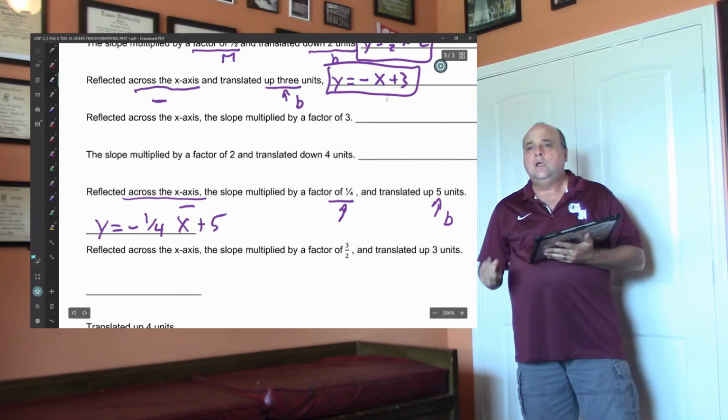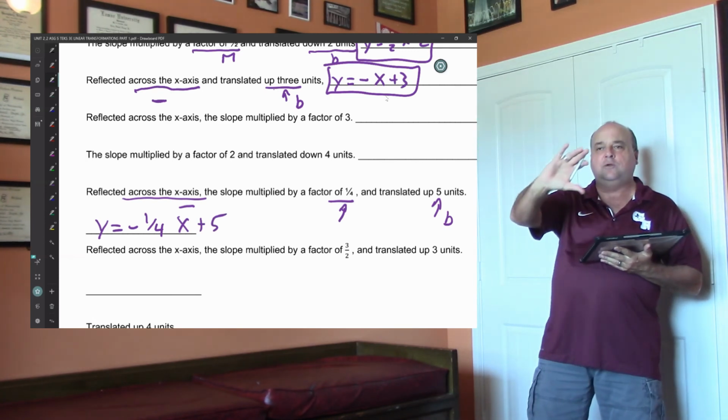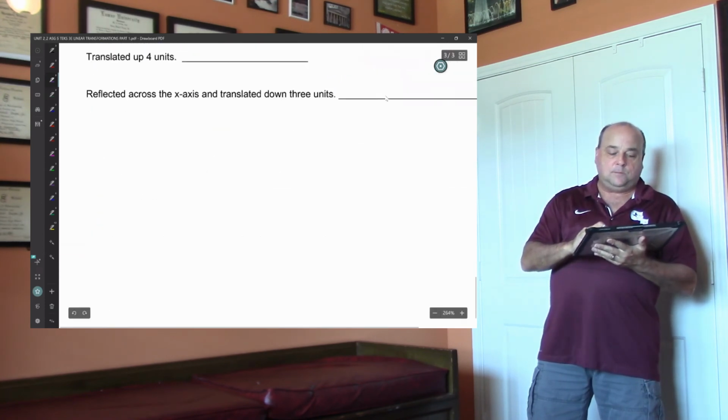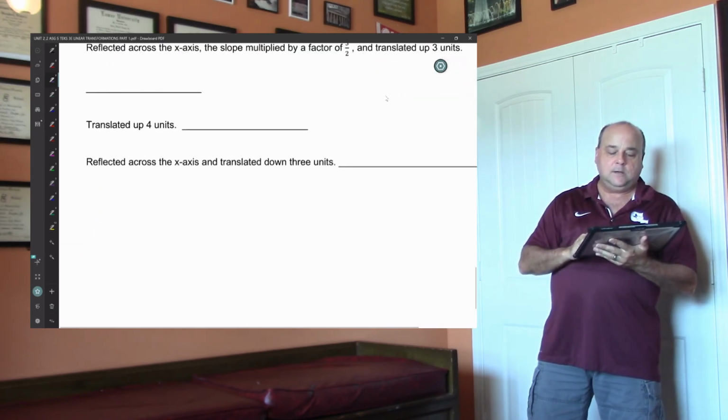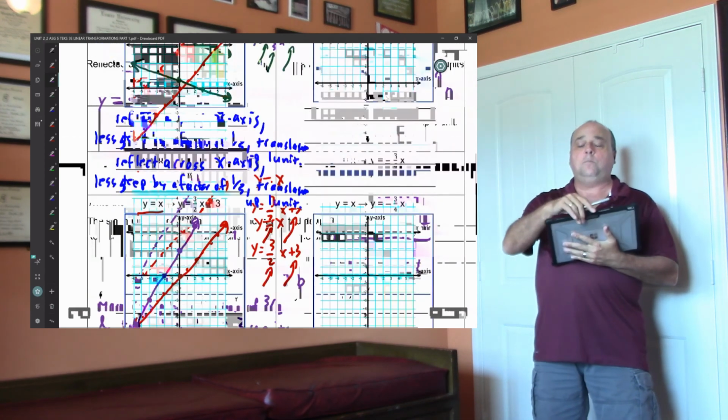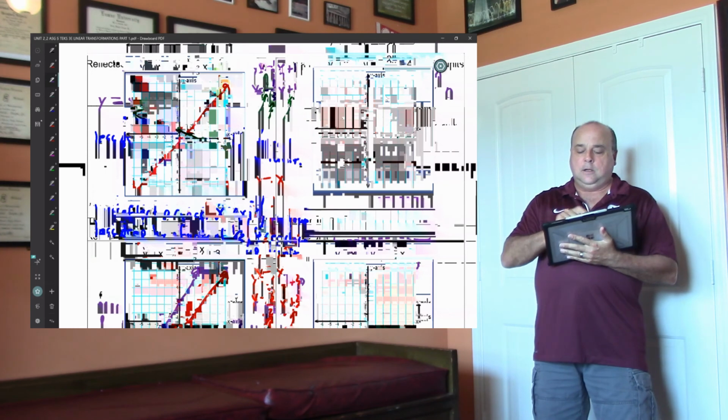That's it. So you're just going from the verbal description to the equation. This is pretty simple stuff. And I think you should be able to do the rest, okay? So pretty easy stuff. If you need help, please message me.